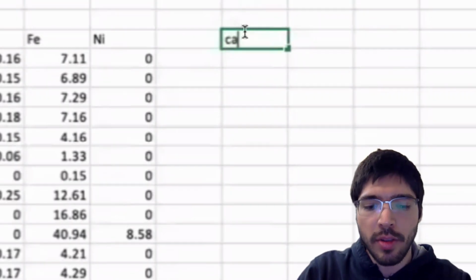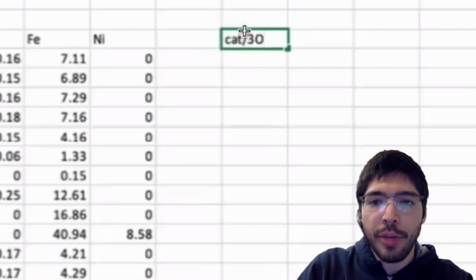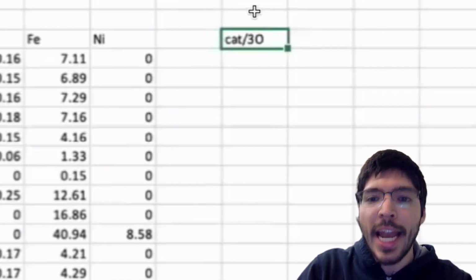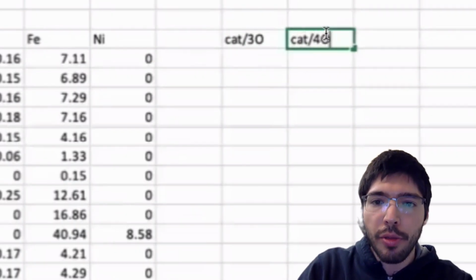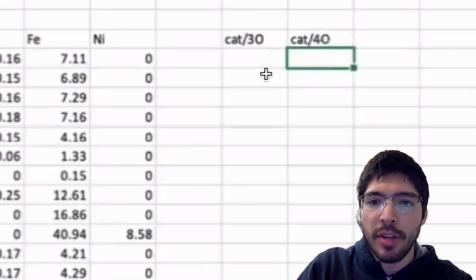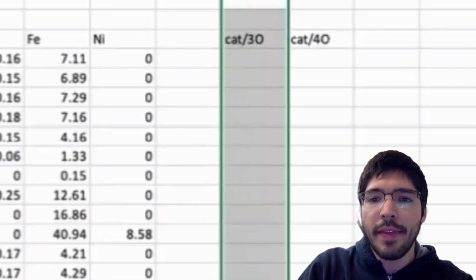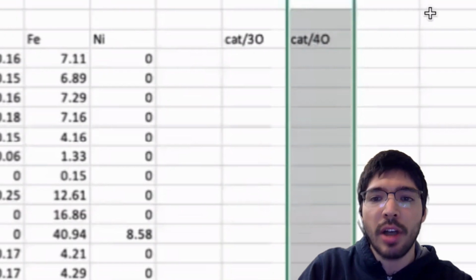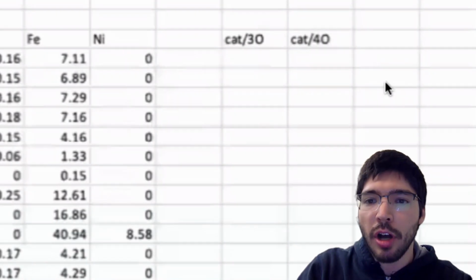So what I always do is I do cation over 3 oxygen. So this is looking at the amount of cations I have over my total oxygens, and I'm going to do this for both 3 and 4. So this column is going to check to make sure I have clean low calcium pyroxene totals, and this column is going to check to make sure I have clean olivine totals. So that's the first thing I always do. I want to make sure I have good olivines and good pyroxenes.